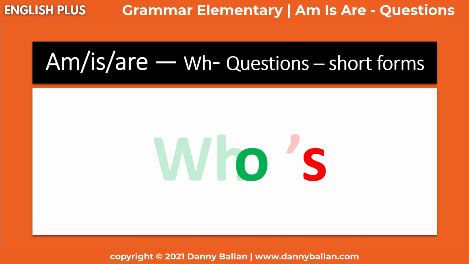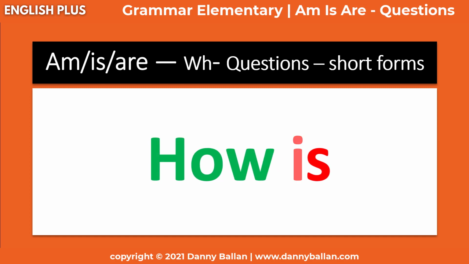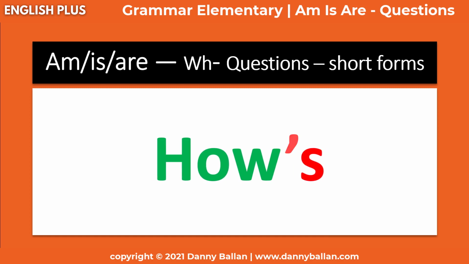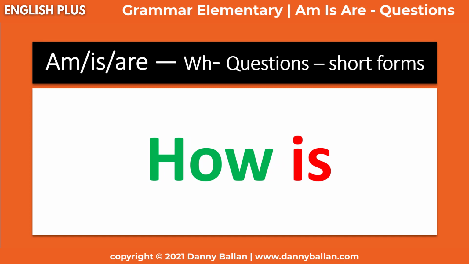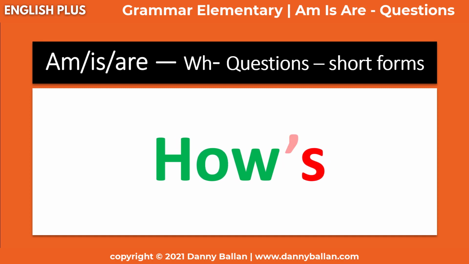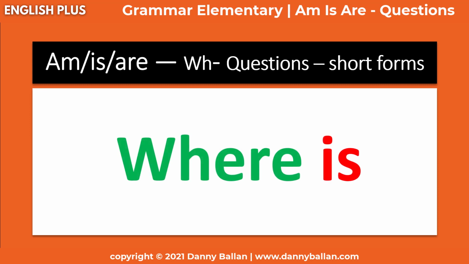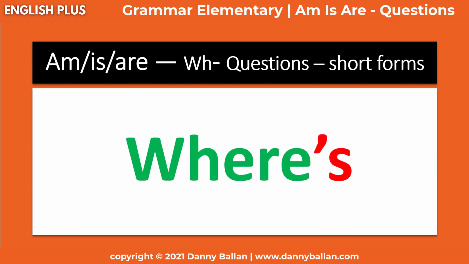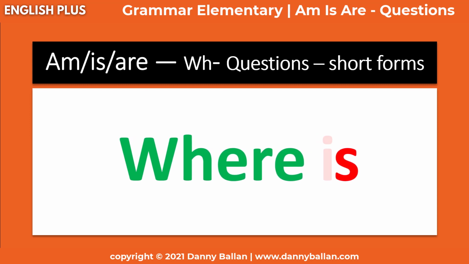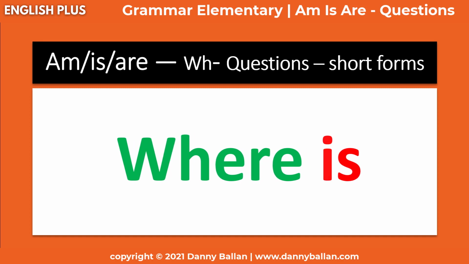And how is can also be shortened and we can say how's. How apostrophe S, how's. So how is can be how's. And where is can be where's. Where apostrophe S, where's. Where is can be where's.